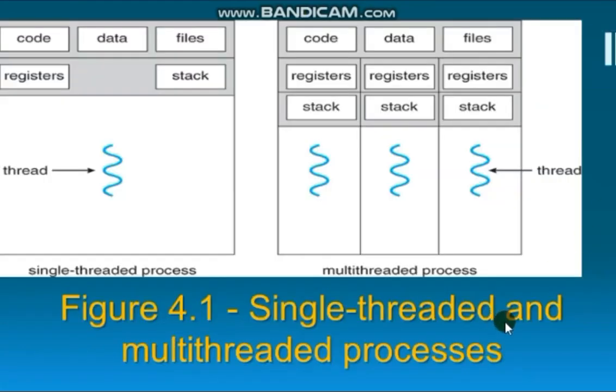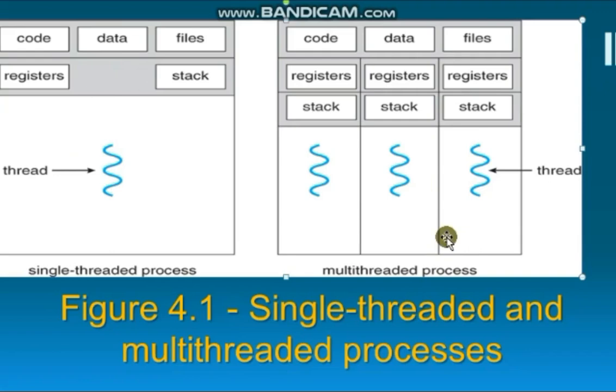So here, let's understand the single-threaded and the multi-threaded process. In the first diagram, you will see the single-threaded process, which we refer to as a traditional or heavyweight process having a single thread of control. This whole block consists of one thread, which has a code section, data section, files, registers, and stacks belonging to this process. There is only one thread, so this process can perform only one task at a time.